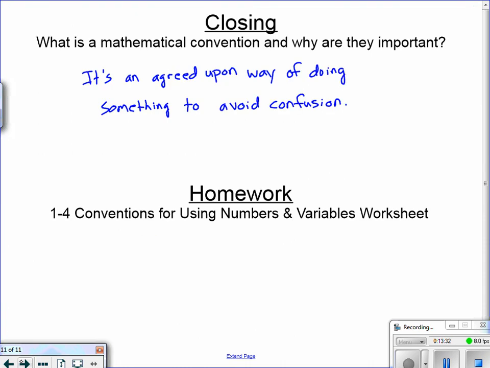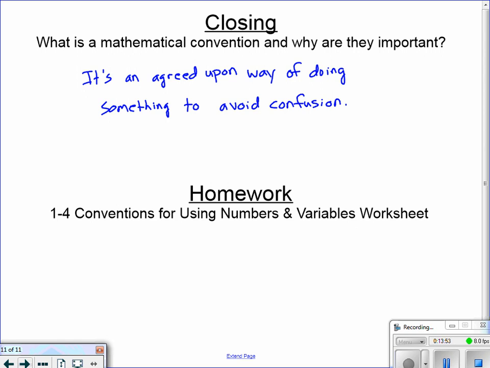And then lastly, just to wrap this up, close this out, what is a mathematical convention and why are they important? Well, it's an agreed upon way of doing something, and it's important because it avoids confusion. So if we're all doing it the same way, we're not confused about what's going on.